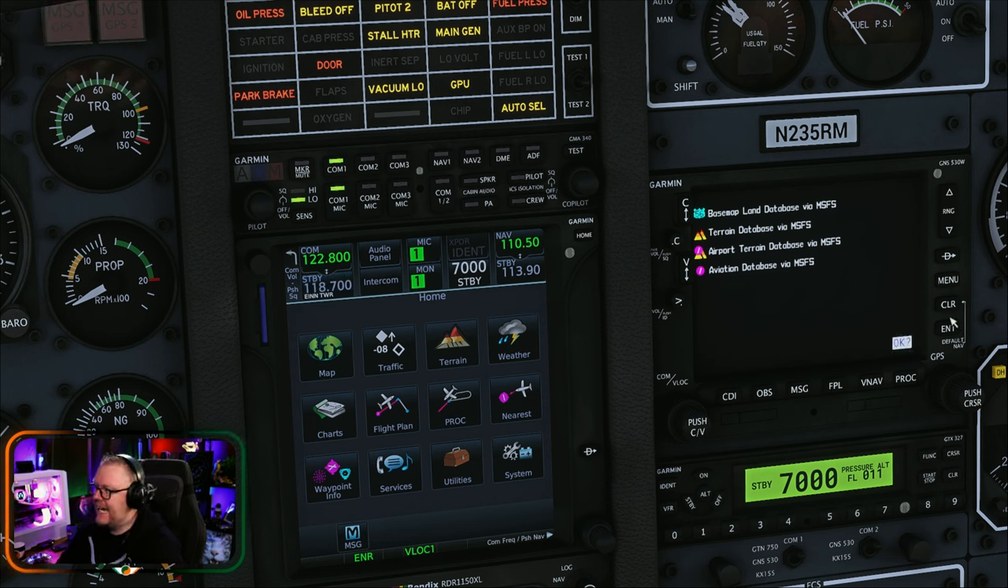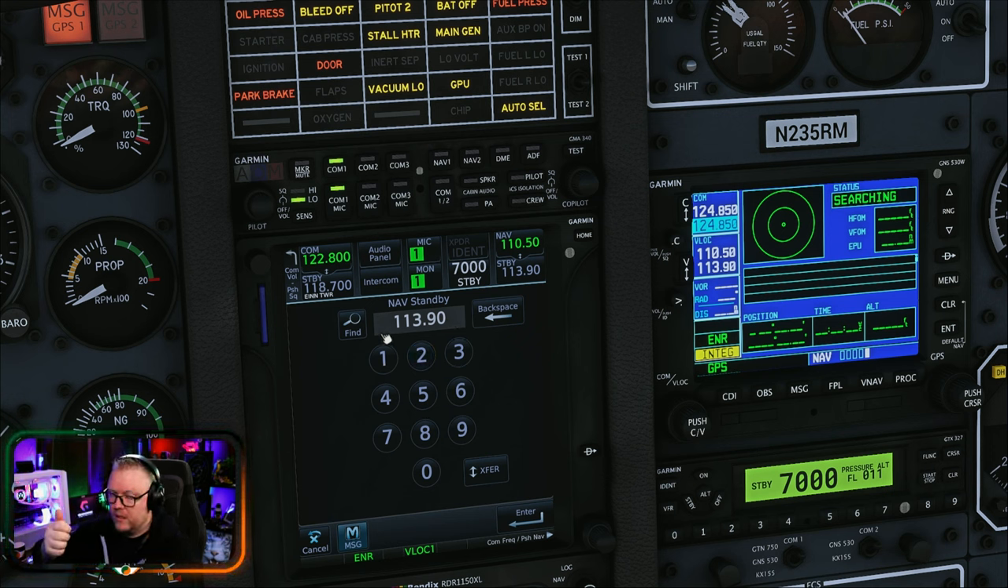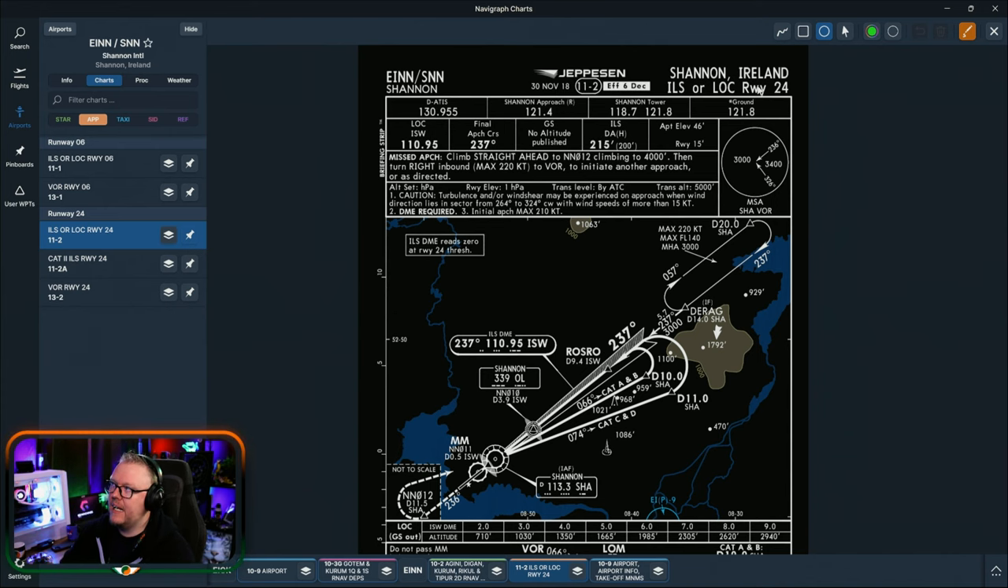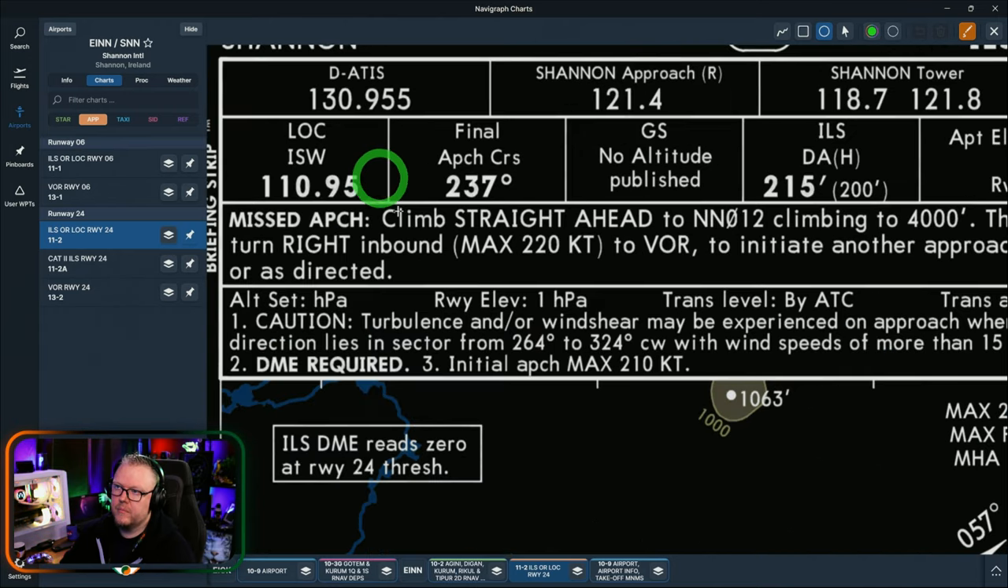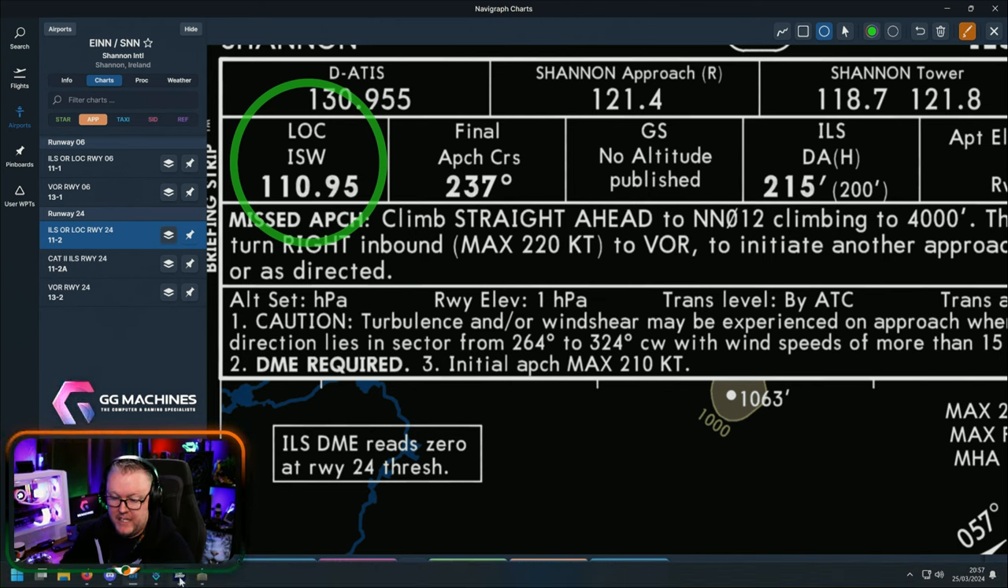If you want to change the nav radio, the navigational side of the house, this is where you need to get the frequency. This could be used for a VOR, it could be used for an NDB, it can be used for so many different things. However, if we look at our charts for today, in particular the ILS for 24, we can see that we have a frequency. The localizer for runway 24 is 110.95. That's important, so we need to make a note of that.